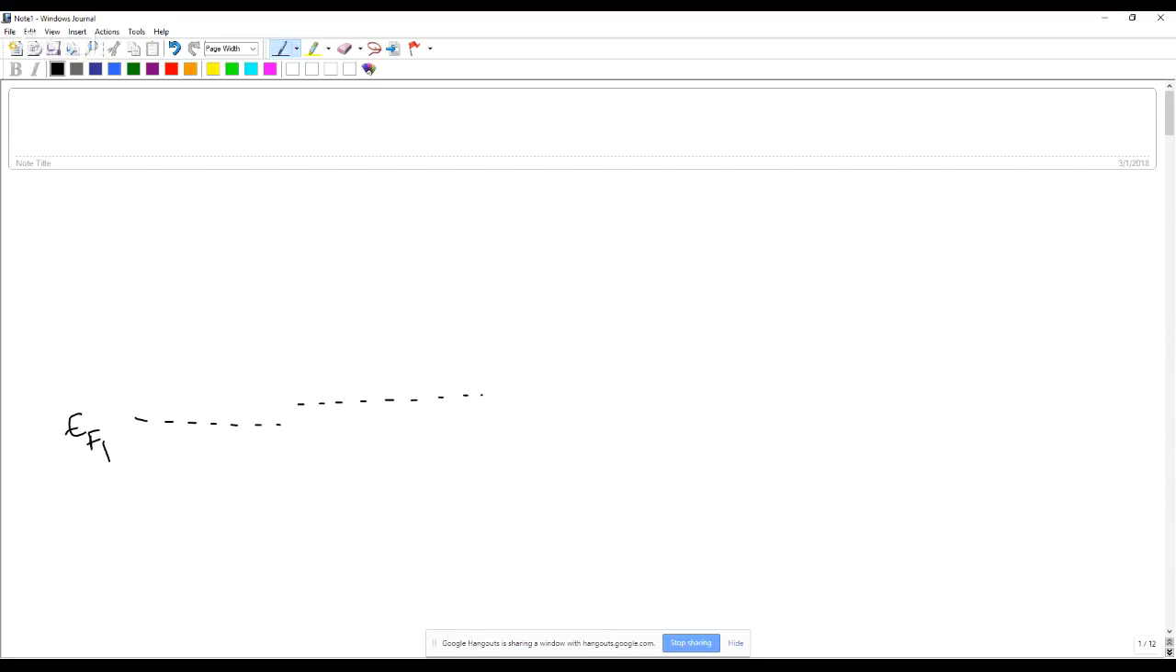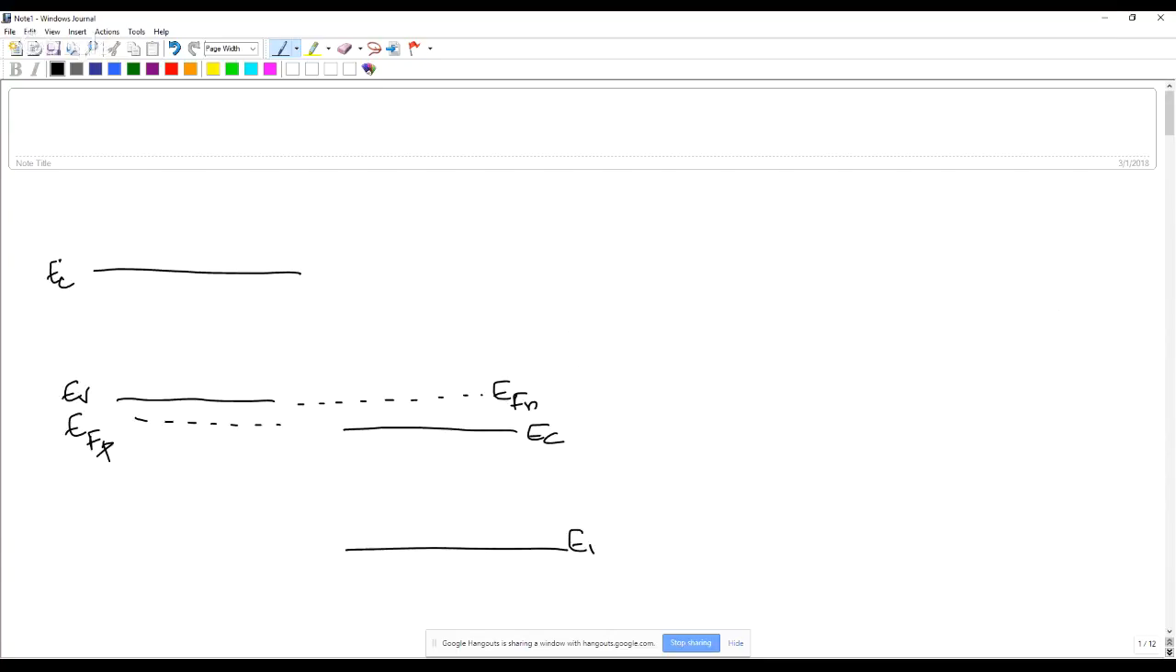So this is my EFP. This is EFN. Once again, they are not aligned because I've applied a forward bias. So let me redraw this. EV has to be above this. EC is here, and then EV is below. So I can join my ECs, I can join my EV.